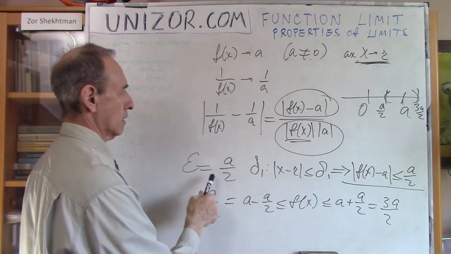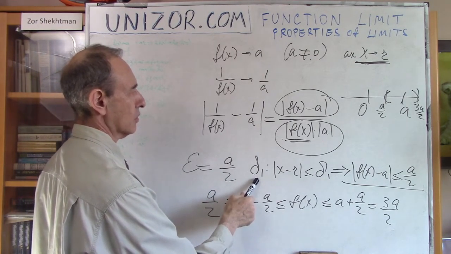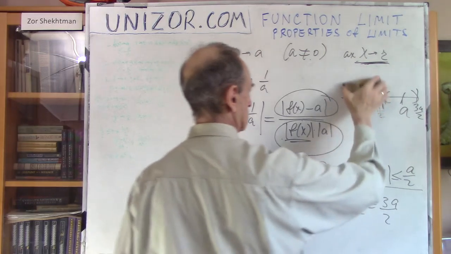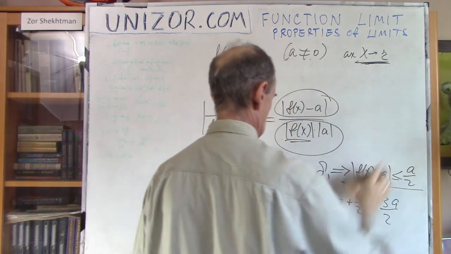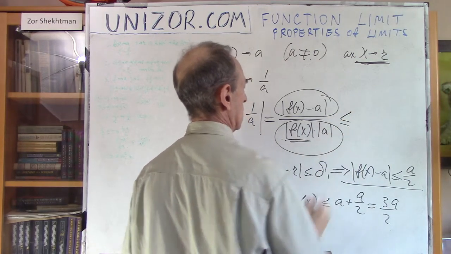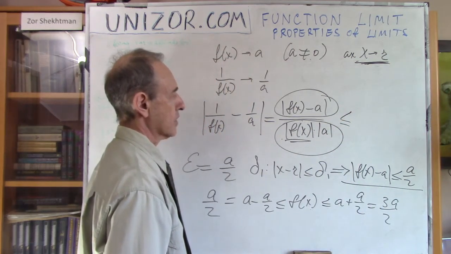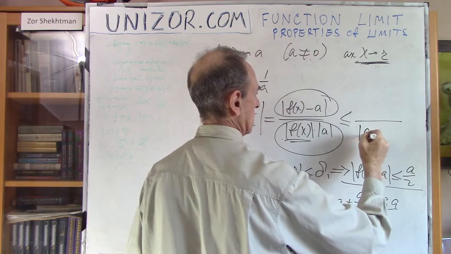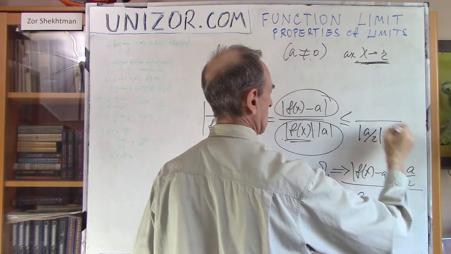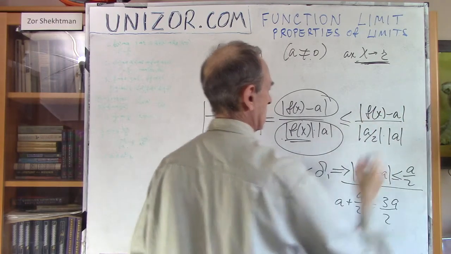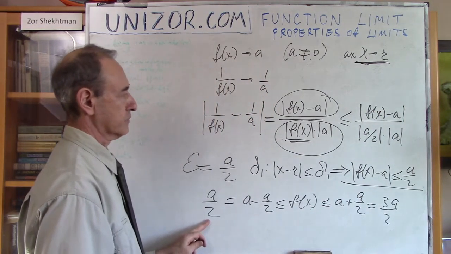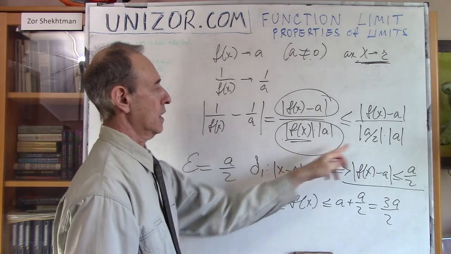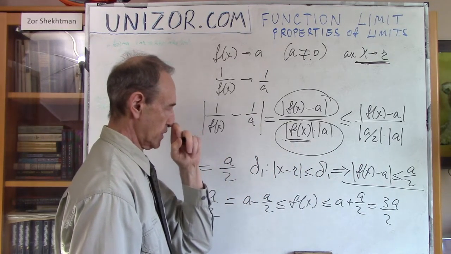Now, what does it mean? It means that for this particular delta 1, as long as my x is within delta 1 neighborhood, how can I increase the fraction? I will decrease the denominator, so I will take the smaller one, right? I will take the left border, the smaller one, a over 2. Within delta 1 neighborhood, a over 2 is smaller than the absolute value of f at x.